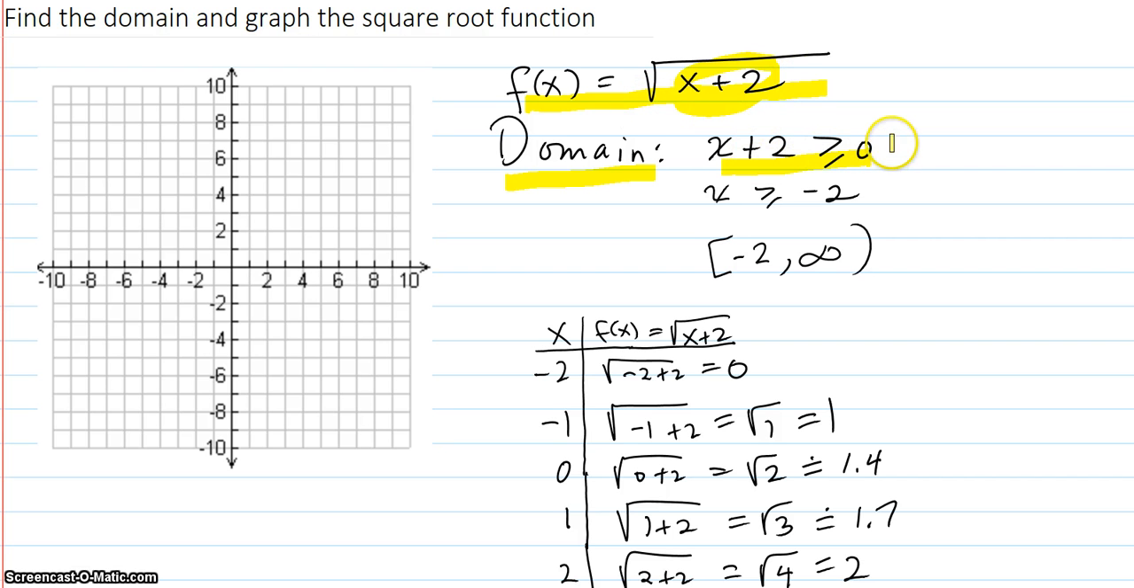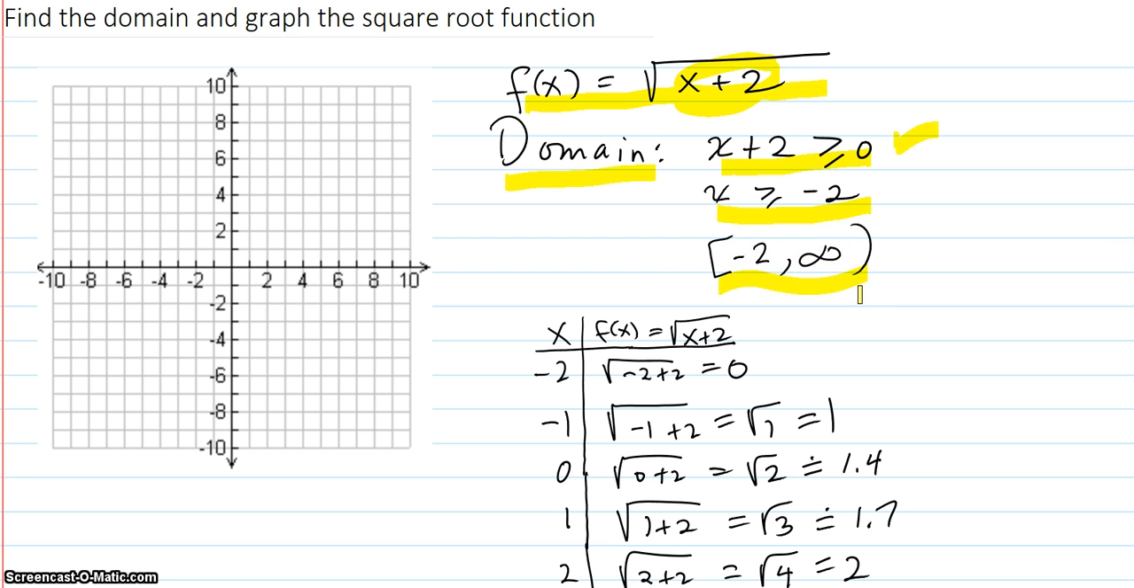So this is our domain. We can solve that. x is greater than or equal to negative 2 by subtracting 2 from both sides. And the interval notation for that is negative 2 closed bracket to infinity open.